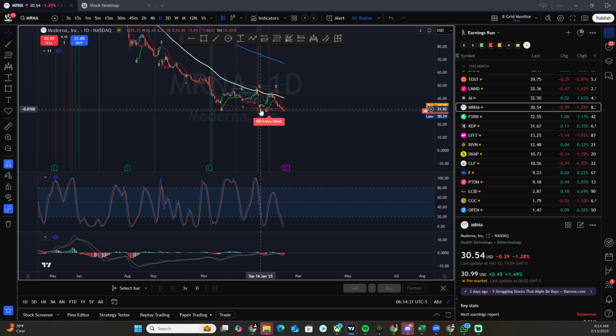And of course, Trump is in office, so Moderna was really powered by a lot of Trump, right? That's your spike. That's your spike again. And that's your spike here again. So this one could be a bit of a high risk earnings type of play.